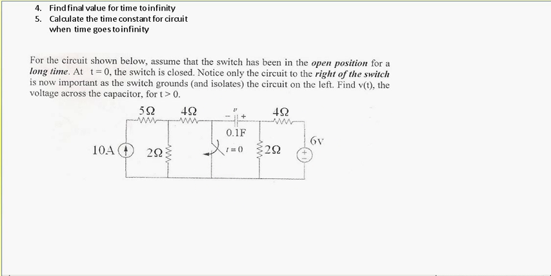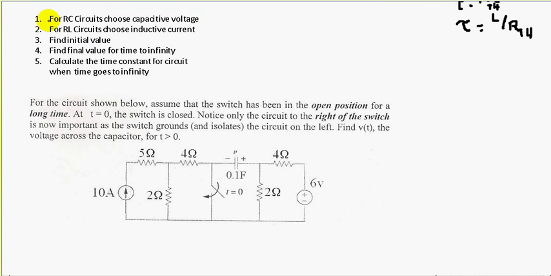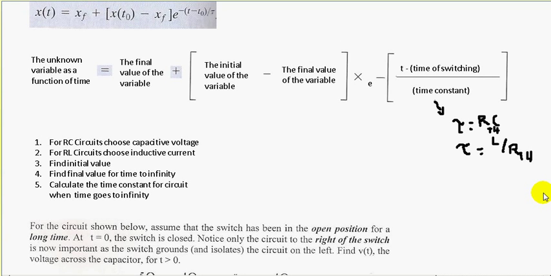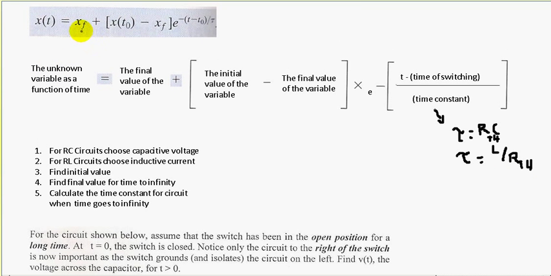Okay. First thing to do, let's look at our steps. For RC circuits, we choose capacitor voltage. For RL circuits, we choose inductor current. Now, what do we have here? What's our circuit? We have a capacitor and resistors and independent sources. So we have to choose the capacitor voltage as our unknown variable. So we're looking for, according to our equation, our final variable and initial variable.